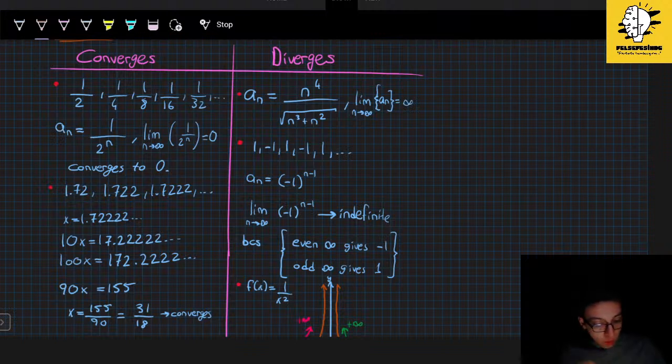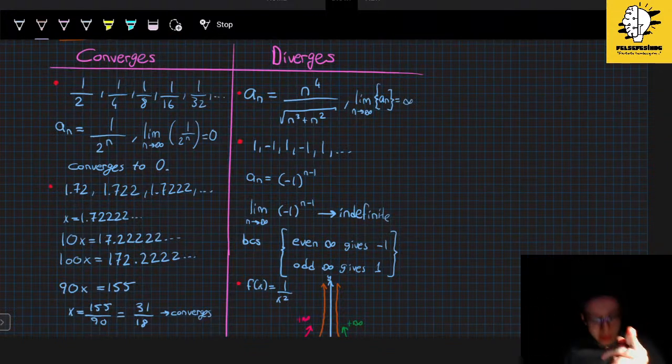Second one, 1.72, 1.722, 1.72222. This is a recurring number. How do we solve recurring numbers? So x is equal to this, obviously, 1.7222222. It recurs at 2. So let's multiply this x by 10. 10x will be equal to 17.22222. Then let's multiply it by 100.